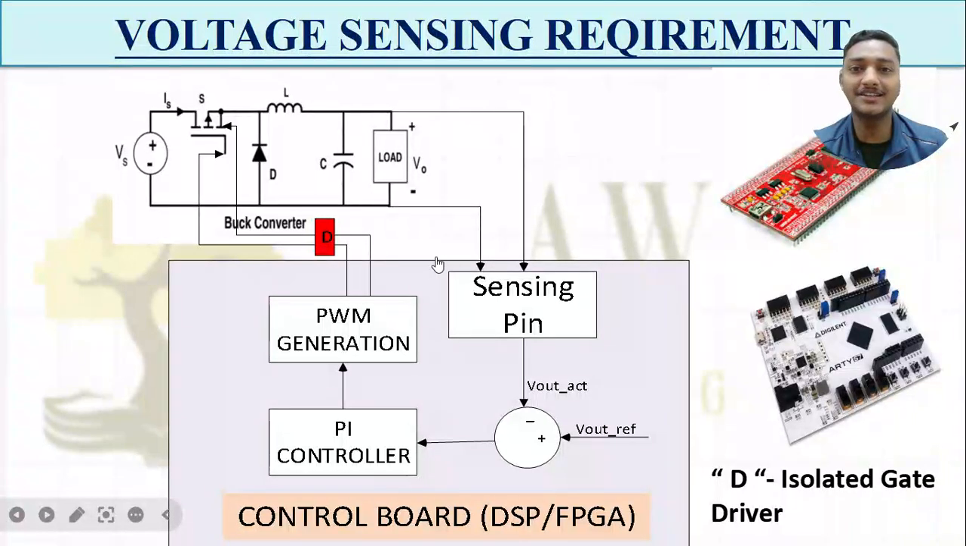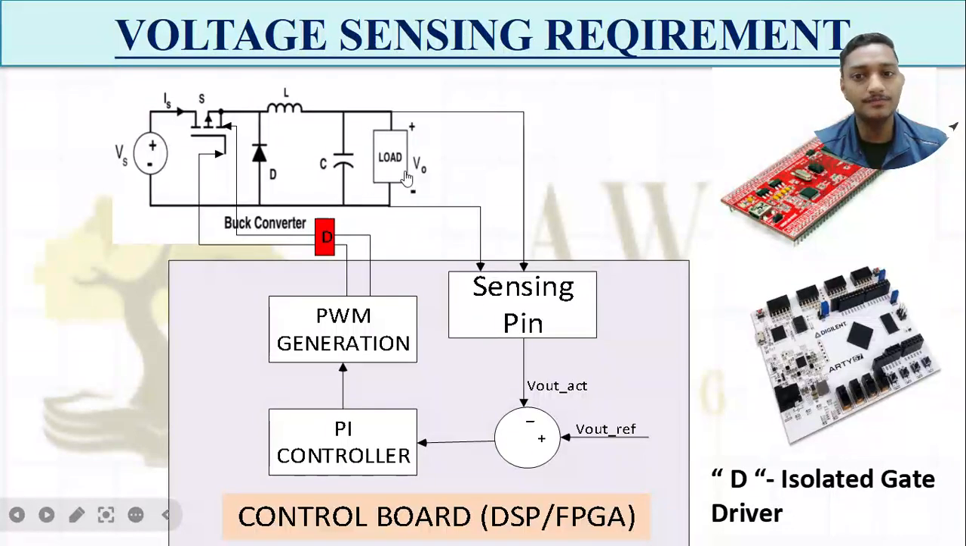So what is the requirement of voltage sensing? Let us say we have our buck converter, and at the output I get, suppose, 100 volt. Why can't I directly connect it? This is overall my control board. The control board is either a DSP or an FPGA. This is a TI DSP board and this is an Intel FPGA, or basically an AMD FPGA. These are the control boards which are generally used in industry or in academics.